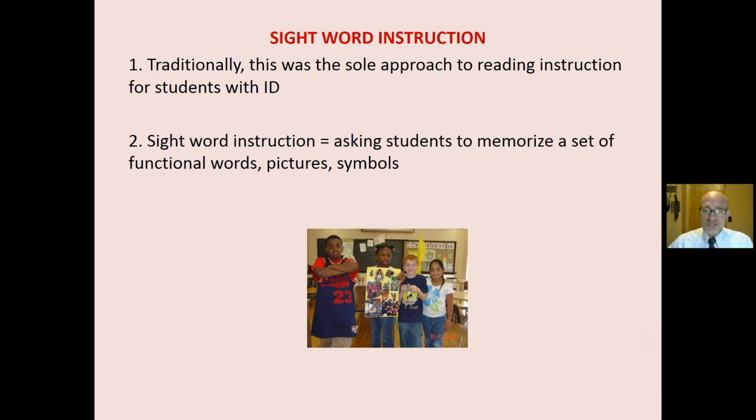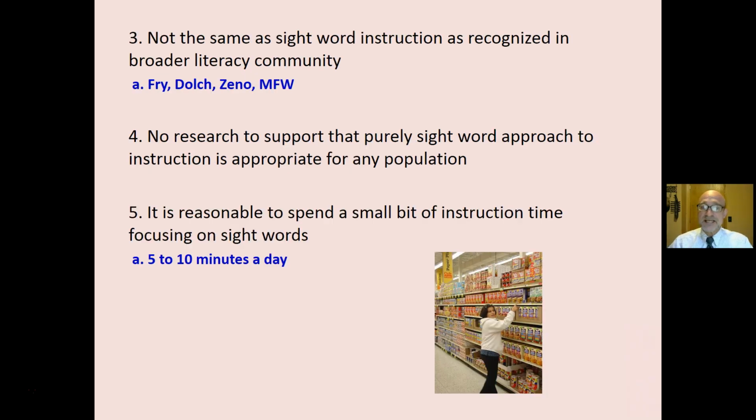Sight word instruction consists of asking students to simply memorize a set of functional words or survival words. These are words found in their environment, words, pictures, and symbols, such as danger, hot, exit, flammable, boys, girls, poison, etc. This is not the same as sight word instruction as recognized in the broader literacy community, where we ask students to memorize the 100 to 200 most common words: Fry, Dolch, Zeno, or most frequent.